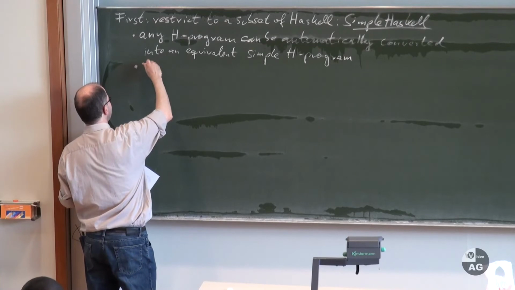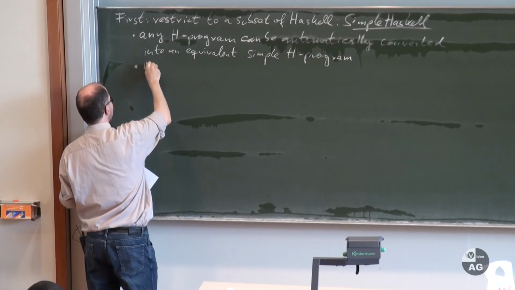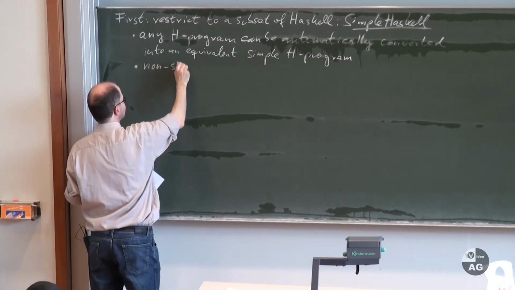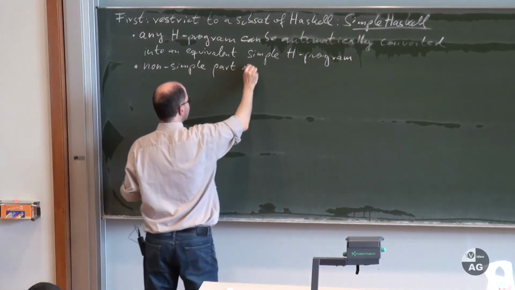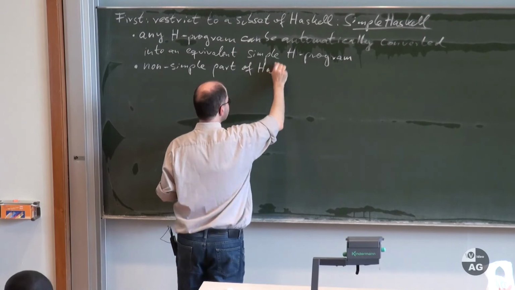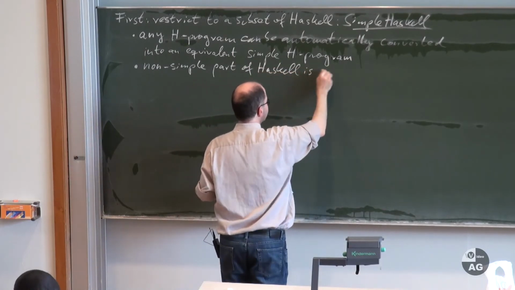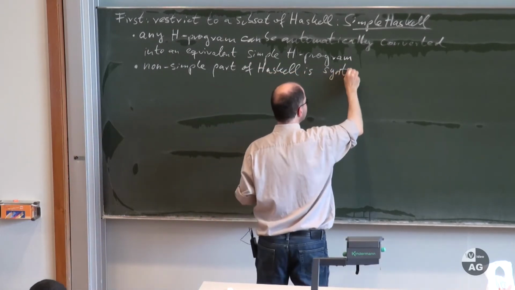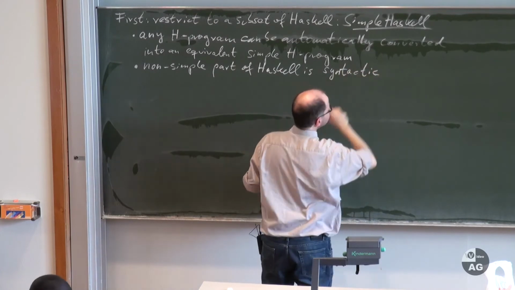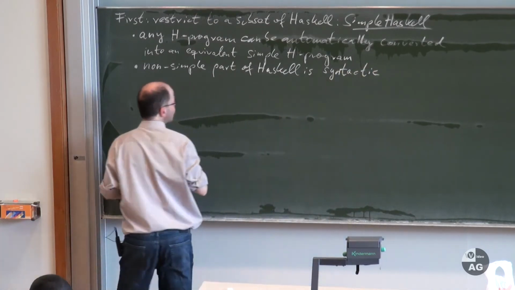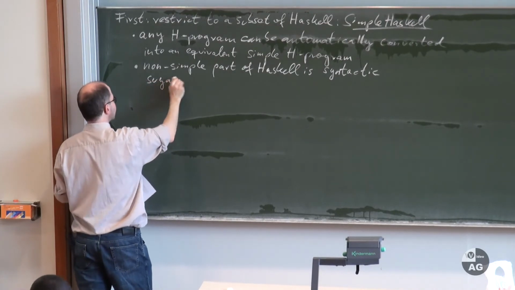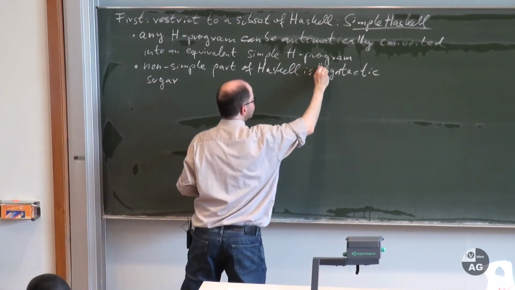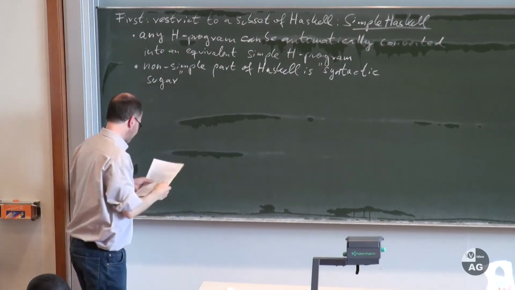Well, because that makes it nicer to program and nicer to read. So the non-simple part of Haskell is just syntactic sugar. It's syntactic sugar, so it's not necessary to use it if you want to write programs, but it makes it easier to program and it makes it also easier to read. And something like this is called syntactic sugar.